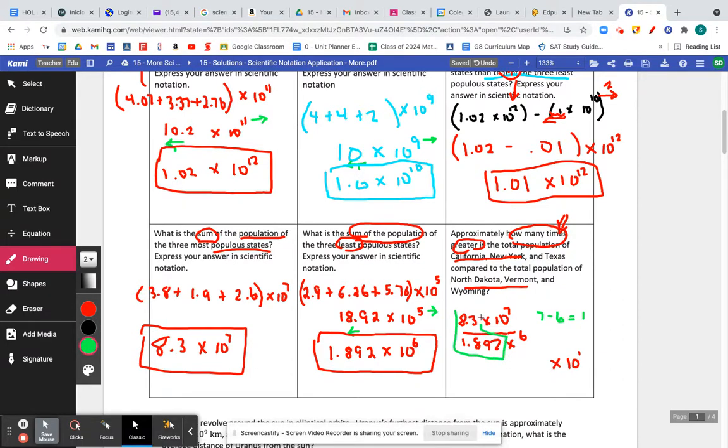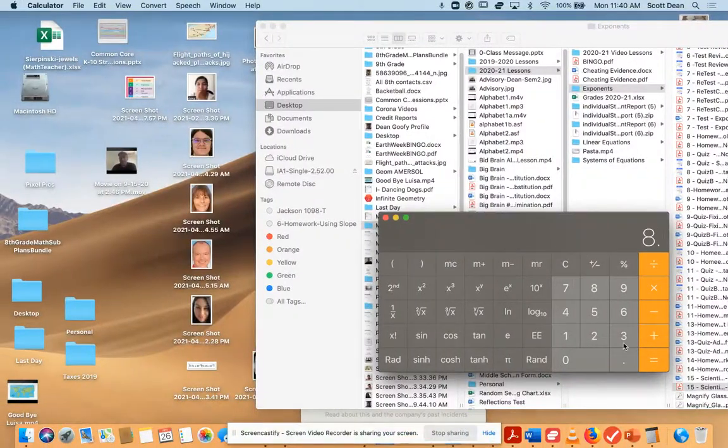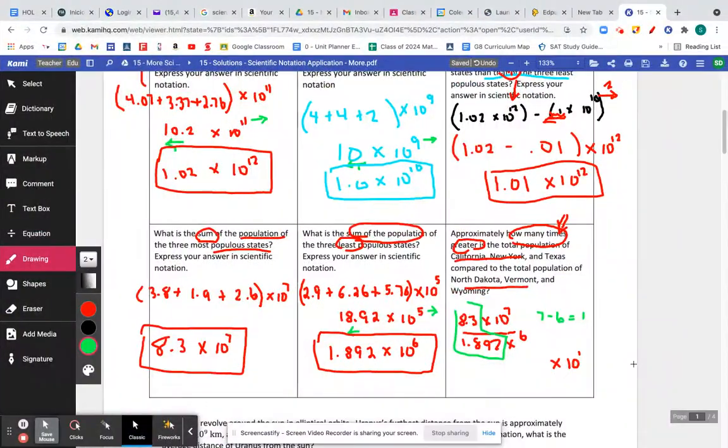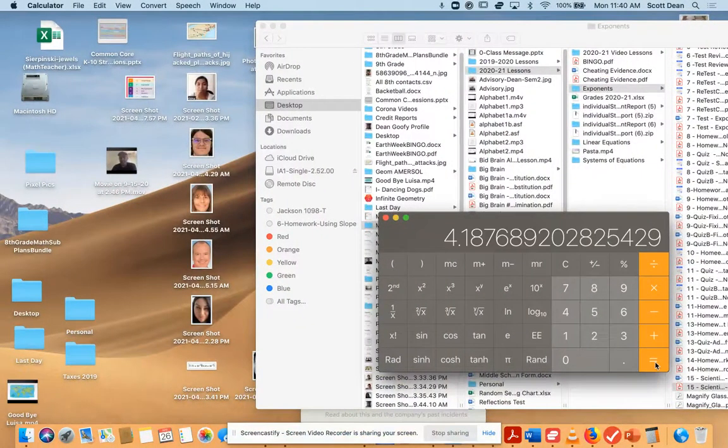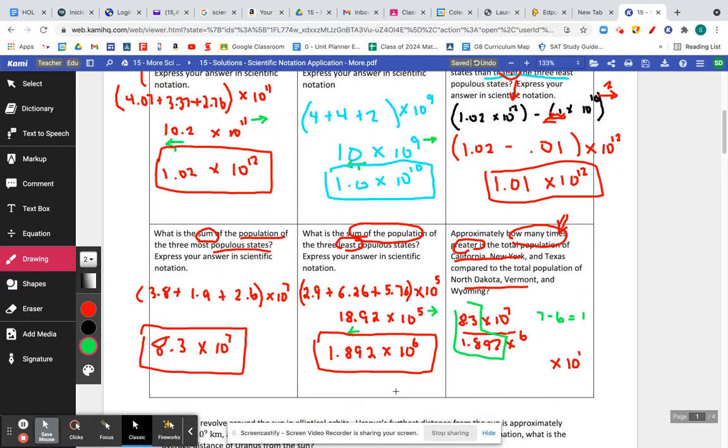Then I need to go to my calculator and do this part. 8.3 divided by 1.892. Okay. 8.3 divided by 1.982. That was the number, right? 1.982, yeah. Is 4.18, I'm going to take that to 4.19 if we round that. So that's going to be 4.19. And that's between 1 and 10, so we got lucky right there. That's what it is in scientific notation.